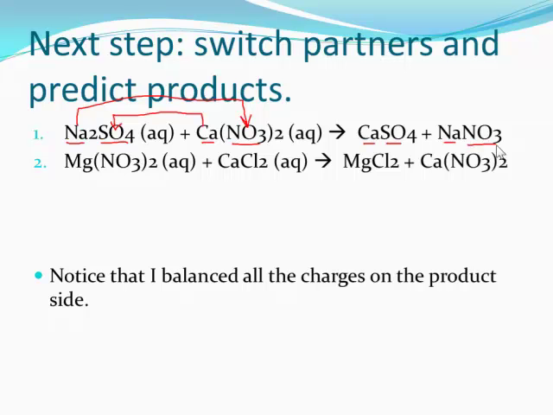I did the same thing over here. Magnesium is going to switch partners and be with chlorine. Calcium will switch partners and be with nitrate. Notice I balanced my charges here because magnesium is positive 2, chlorine is negative 1. And I had to do it again over here too. Calcium is positive 2, nitrate is negative 1.